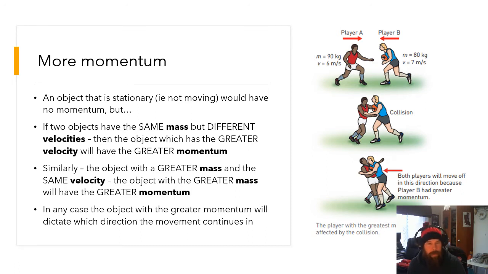But let's say both the players weighed 80 kilos. The person that is moving faster is going to have the greater momentum, which will mean that in this instance, let's change this to 80, and he's 80. So if we do 80 times 6, what does it give us?